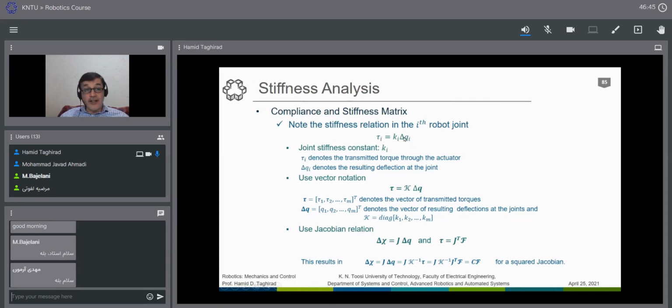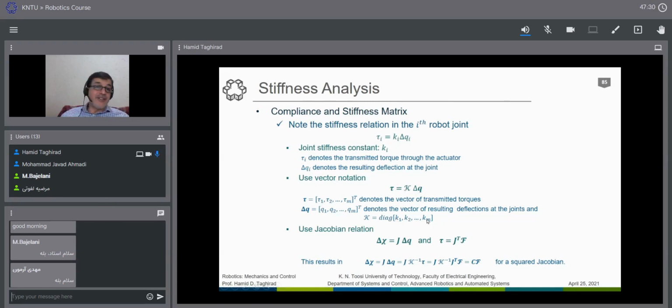Of course, here we have a revolute joint that we are using, and the revolute joint causes some stiffness in the joint space. Now, we have a number of joints, 1, 2, 3, up to m. We can put all these m taus and the delta q of each of them together as a vector tau and a vector delta q. These two are related by a stiffness matrix. We call it script K.